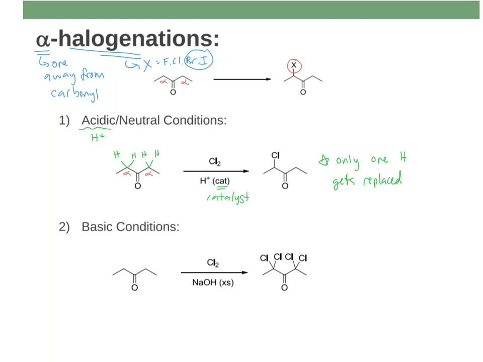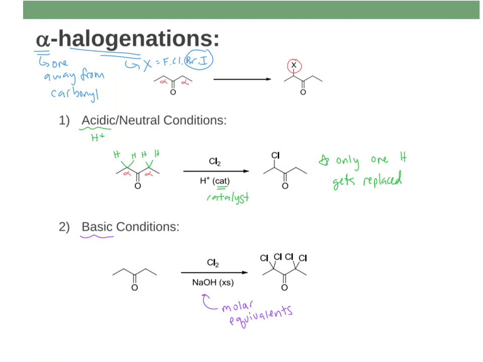That's different than in the basic conditions, right? So if I look at the basic conditions, what I'm going to see is that I need molar equivalents. I need however many halogens I'm going to rip off, that's how many OHs I need at least. Usually we do excess, so I need molar equivalents, right? Not just a catalyst. This is not a catalytic amount of base. This is stoichiometric, large amounts of base.